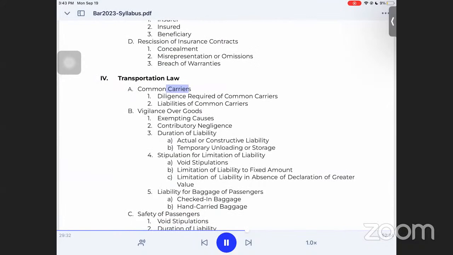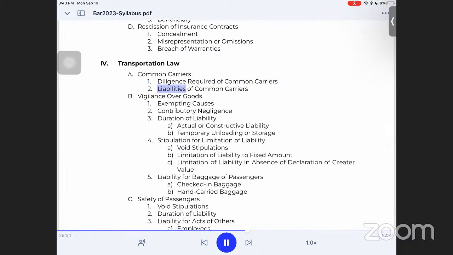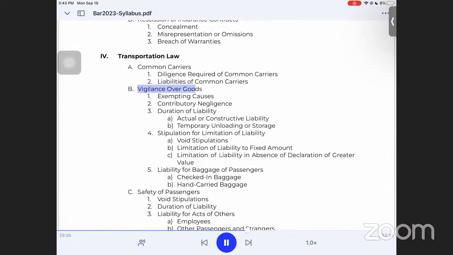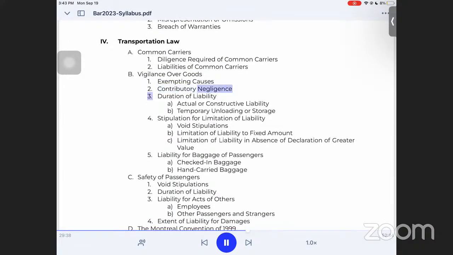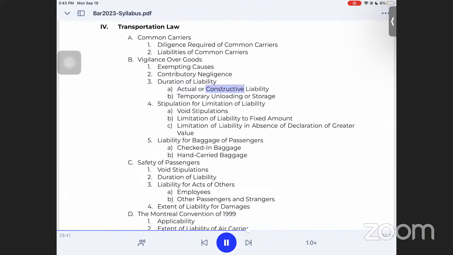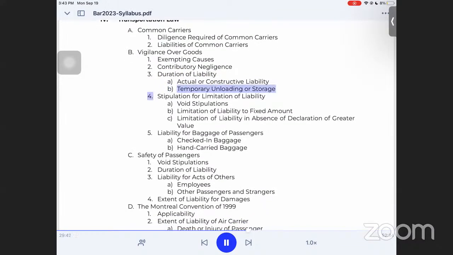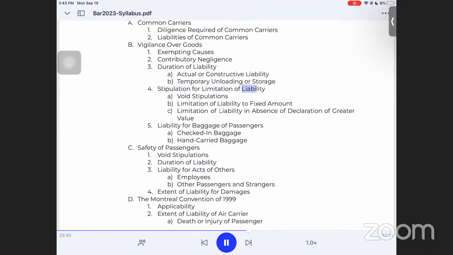4. Transportation law. A. Common carriers. 1. Diligence required of common carriers. 2. Liabilities of common carriers. B. Defenses of carriers. 1. Exempting causes. 2. Contributory negligence. 3. Duration of liability. A. Actual or constructive delivery. B. Temporary unloading or storage. 4. Stipulation for limitation of liability.